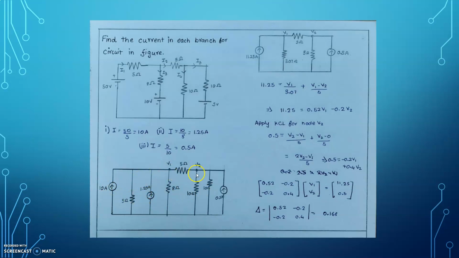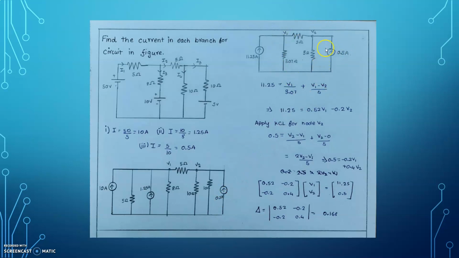So redraw the diagram again. So this is 11.25 amperes. So the 5 ohm and 8 ohm resistors are in parallel, means the equivalent resistance is 5 into 8 divided by 5 plus 8, that is 3.07 ohms. And these 10 ohm resistors are in parallel, so that is 5 ohms, and here also 5 ohms, and then this current source is 0.5 ampere.